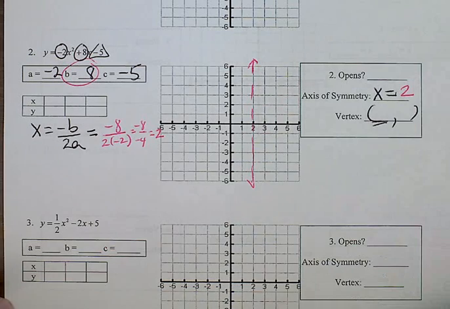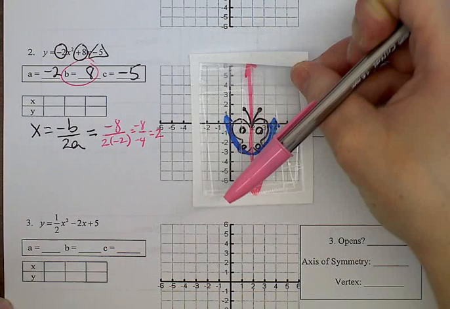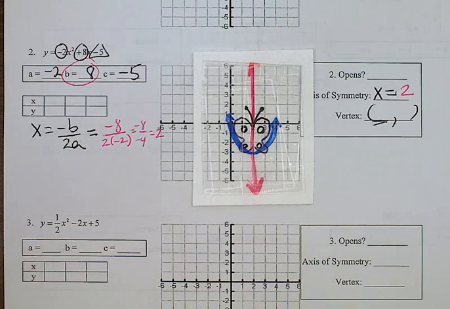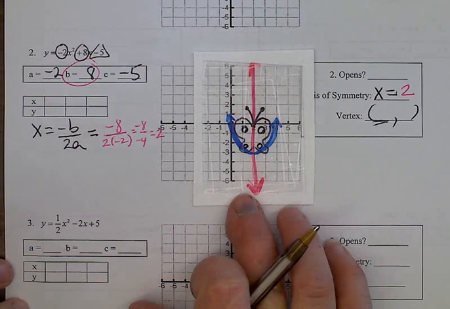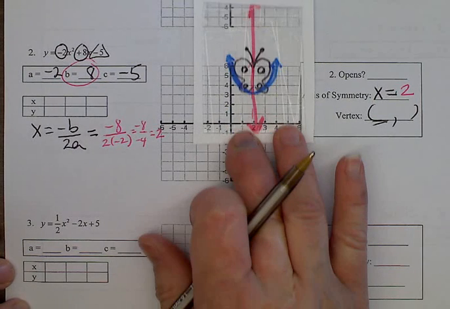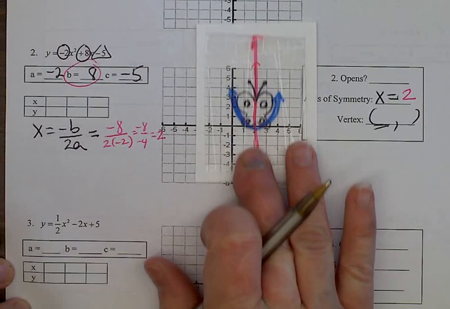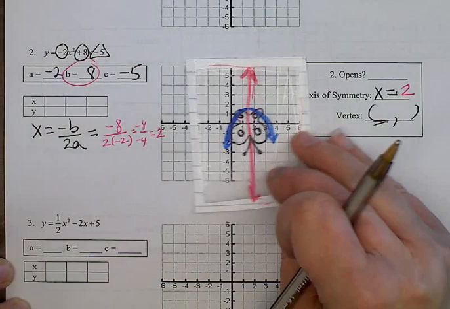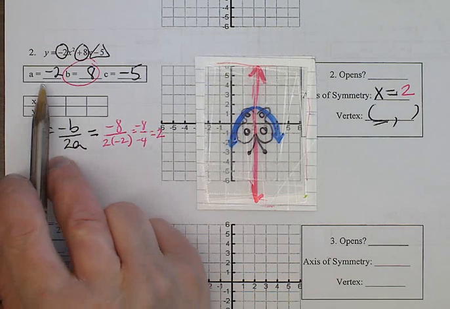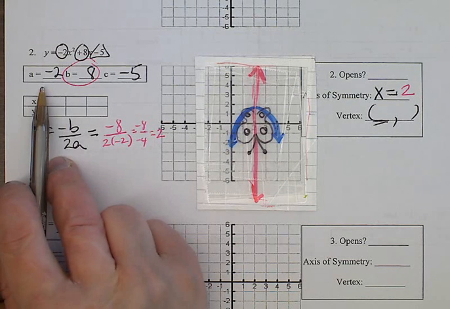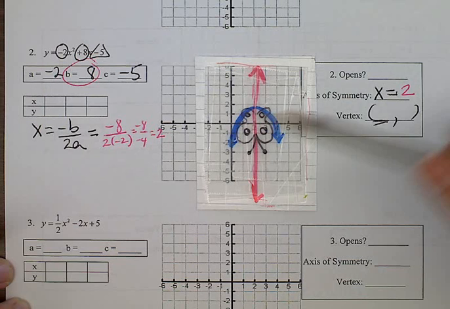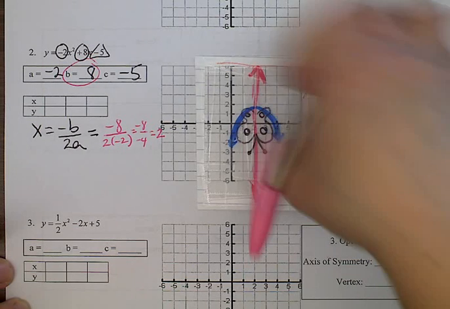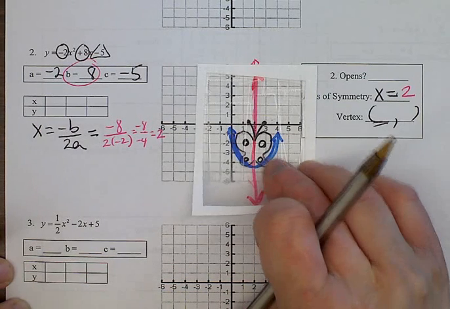Here comes our little butterfly friend again. So we know that the red line is going to be at x equals 2. To find our vertex, we'll find out how high or how low our parabola is going to start. And our a value will tell us which way our butterfly is going to be facing. If it's a negative a, our butterfly is going to be facing down. If it's a positive a, our butterfly is going to be facing upwards.